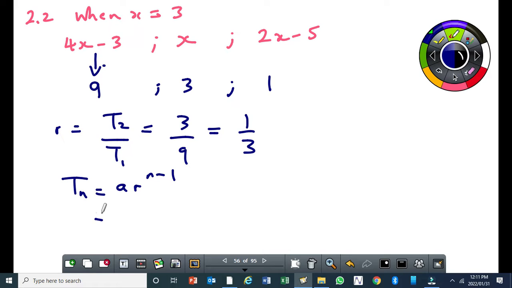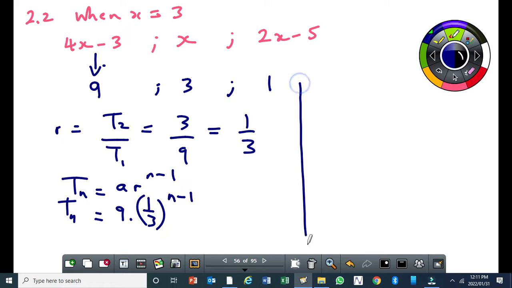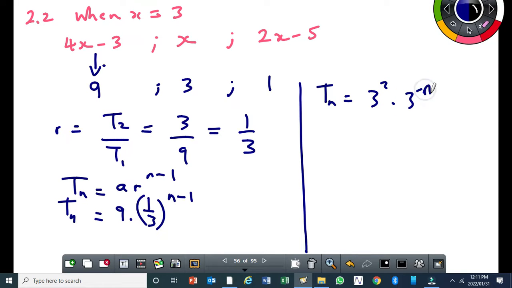What is our first term? It's 9. The common ratio is a third raised to the power of n minus 1. You can leave your answer like this, or you can simplify it if you want. If you decide to simplify it, you must convert the 9 to a base of what? Of 3. So that you can write the answer as 3 squared times 3 to the power of minus n plus 1. I know someone might say, what is he writing? I'm using exponents.